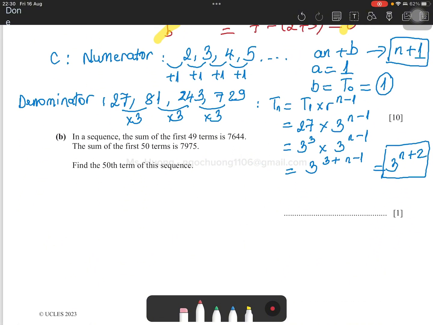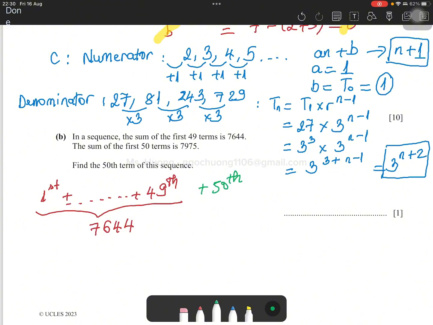Question B. In a sequence, the sum of the first 49 terms is 7,640. So suppose that we have the first term and we add it to the 49th term. The sum of this is 7,644. Then we have one more term. This is the 50th term. And the sum of the first 50 terms is 7,975. So we need to find the 50th term.